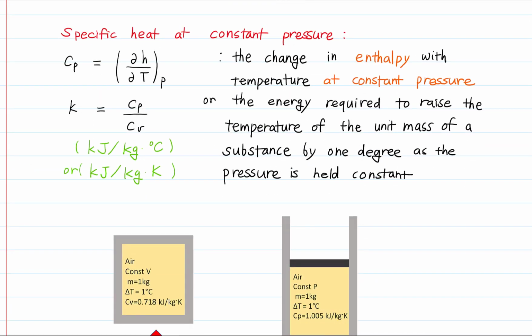Similarly, the specific heat at constant pressure is defined as the change in enthalpy with temperature at constant pressure. It is related to the temperature dependence of enthalpy. So the physical meaning of the specific heat is the energy required to raise the temperature of a unit mass of a substance by 1 degree while the pressure is held constant.